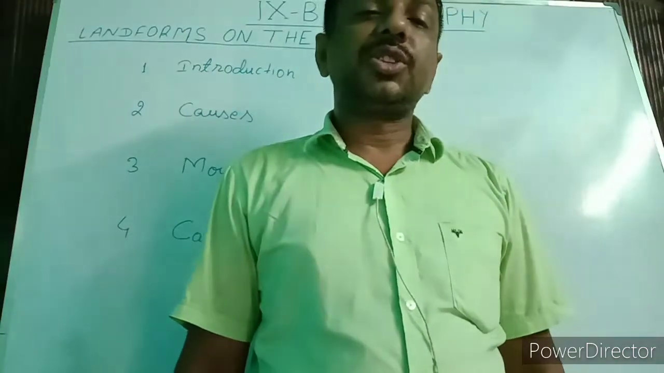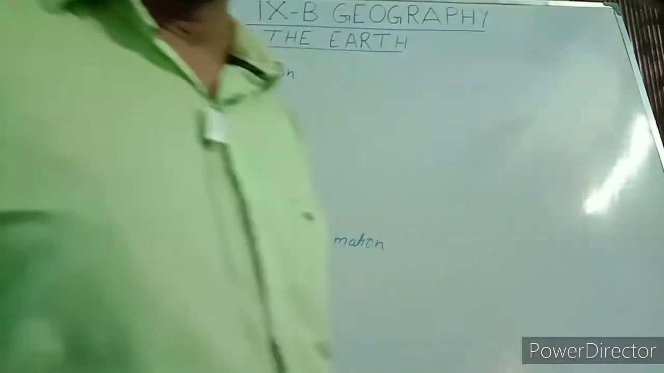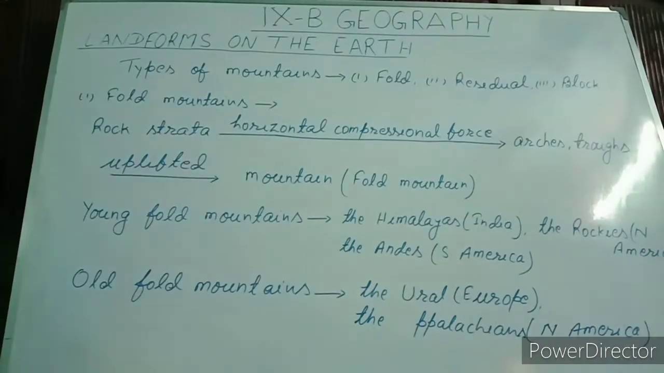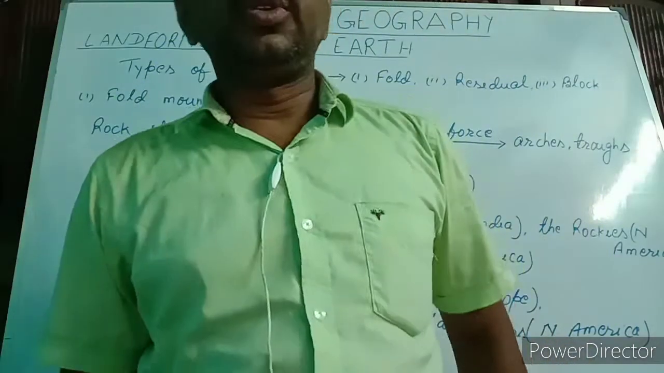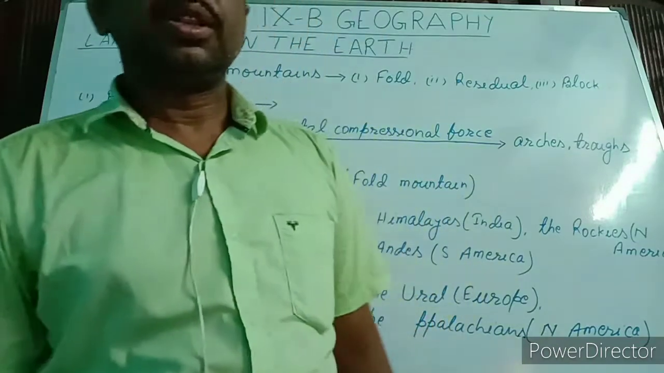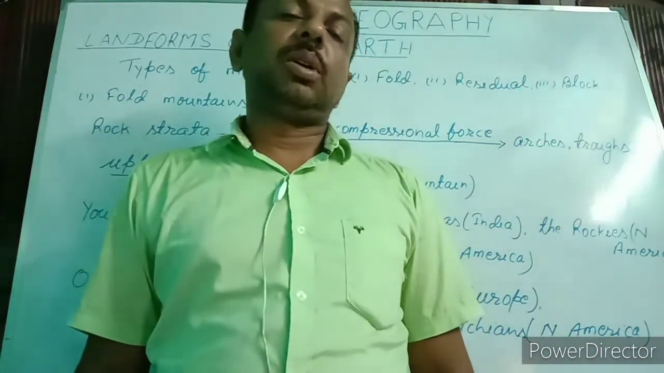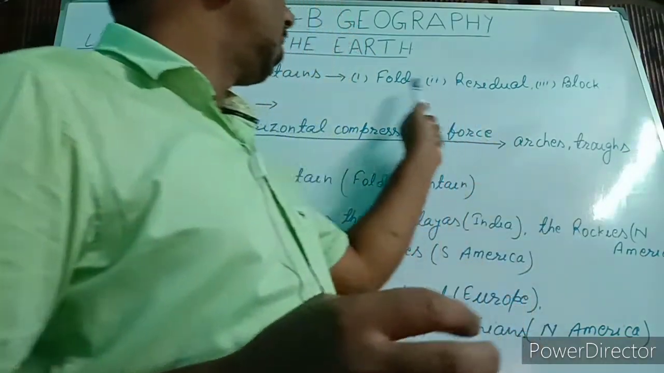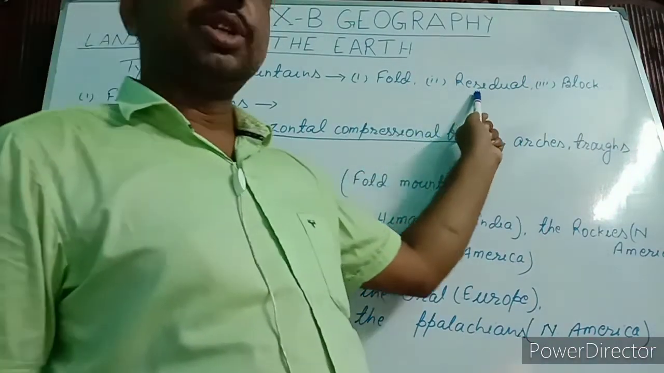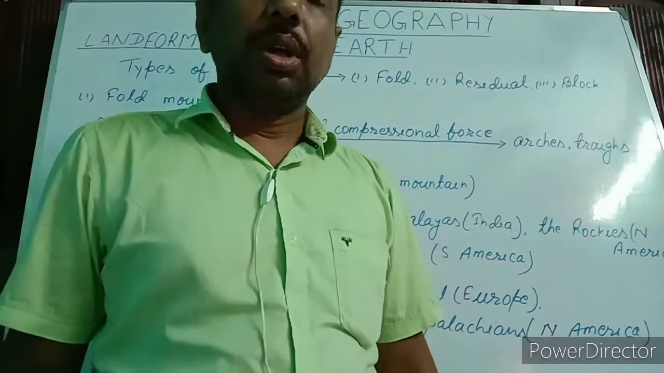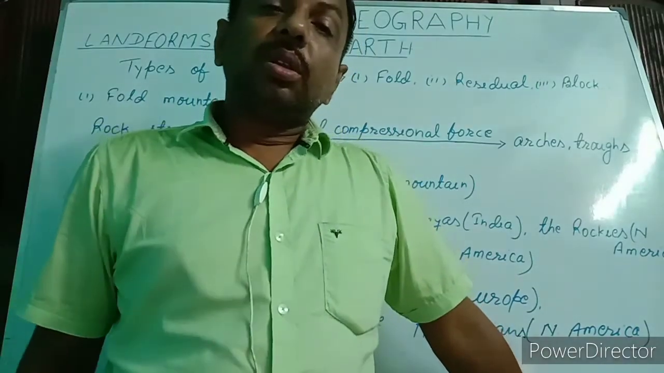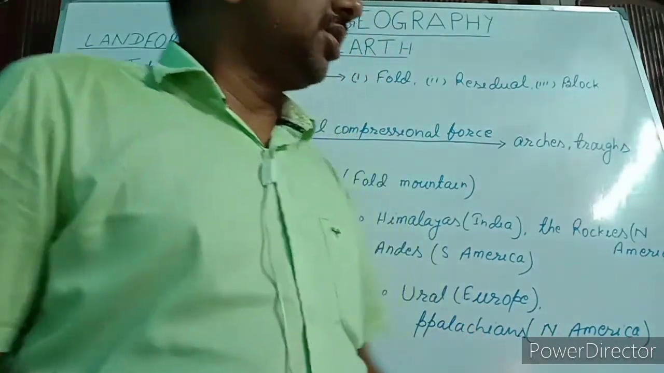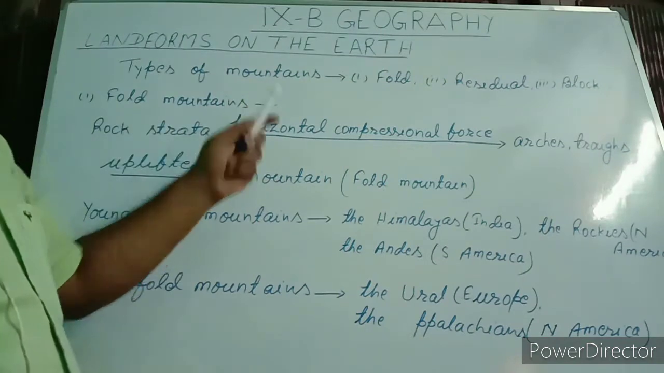Now today we will start from the classification of the mountains. Now, we see the classification of mountains. There are three types of mountains. Number one, fold mountains. Number two, residual mountains. Number three, block mountains. Now, we will see one by one the process of formation of these three different kinds of mountain and the examples. The first is fold mountains.